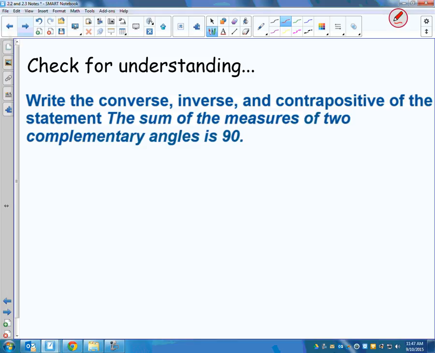Write the converse, inverse, and contrapositive of this statement. The sum of the measures of two complementary angles is 90. Step 1, you have to write it in the if-then format. You can type them if you want. Hold on, and we'll come back to it.